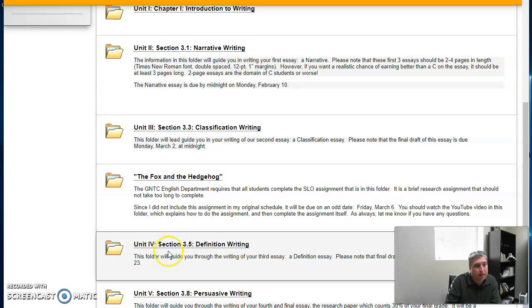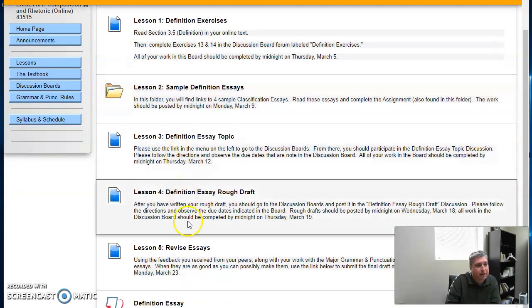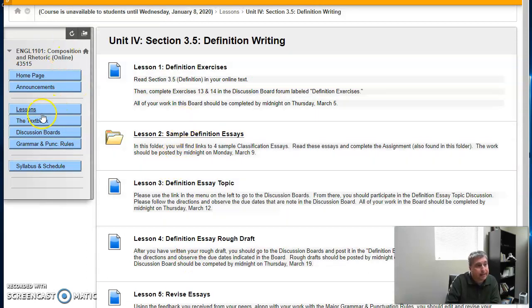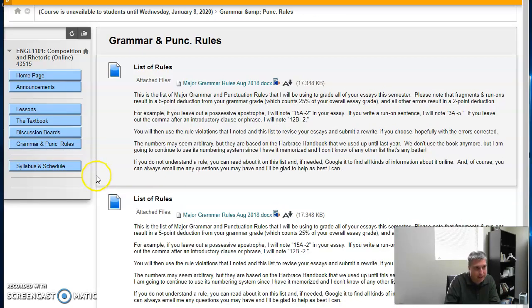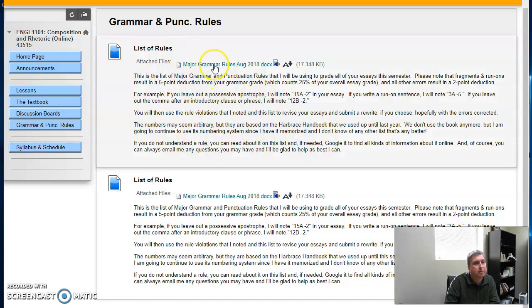And you just go in order. Of course, you click on the folder, and there are different lessons and information for each one, and that's pretty much it. Notice one important thing: this grammar and punctuation rules link. I'm not sure why there are two of these, and I'll have to clean this up. There should only be one, so I'll delete one of those. But anyway, the grammar and punctuation rules are very important in the class.